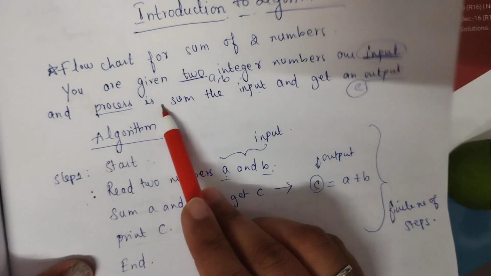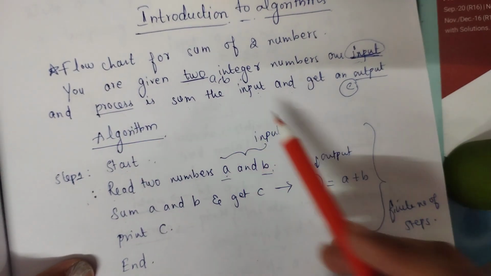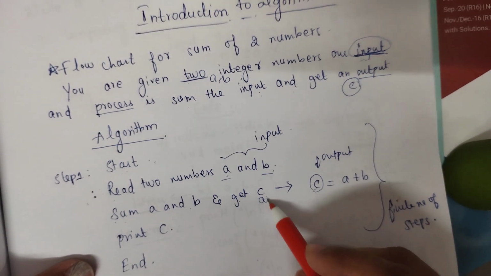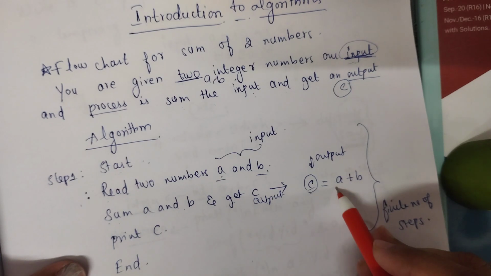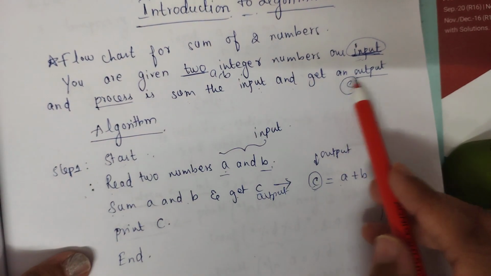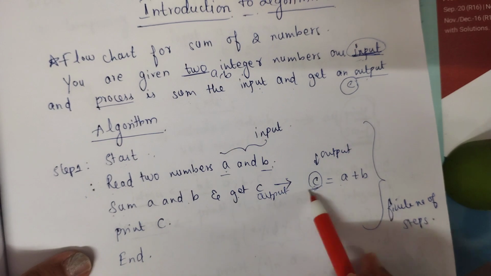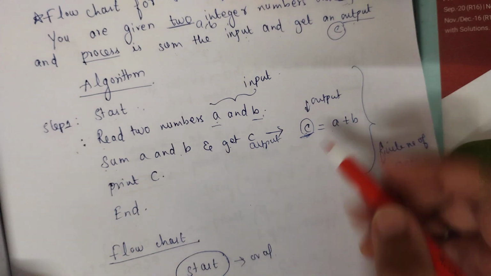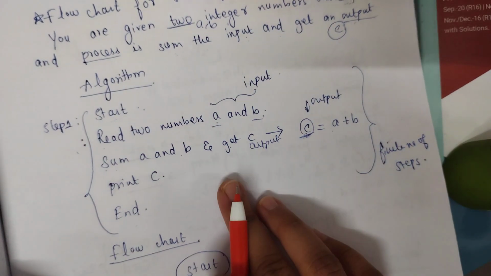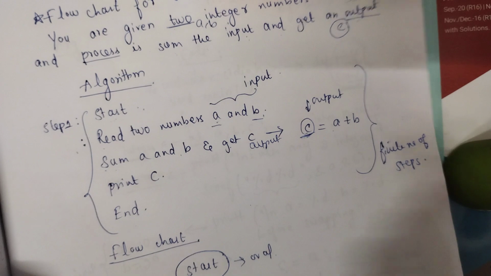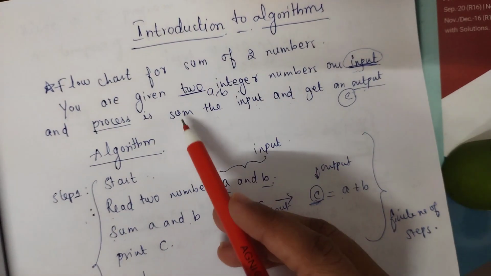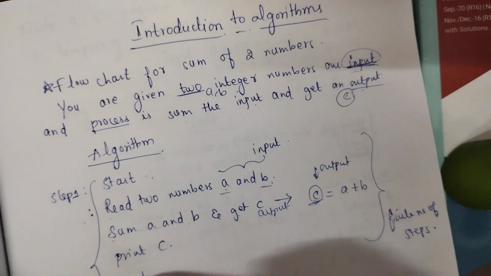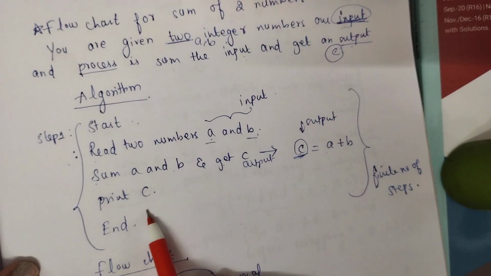Then the process is to sum the input. So we sum a and b and get c as output, so c equals a plus b. Now the output is c, so print c. Last, we have end. So these were the finite number of steps which we used to do a simple procedure, that is, the sum of two integers. By using these finite steps we are getting output as c.